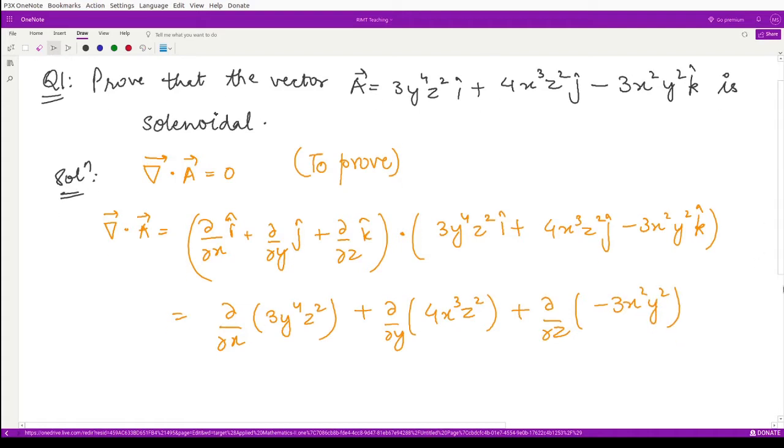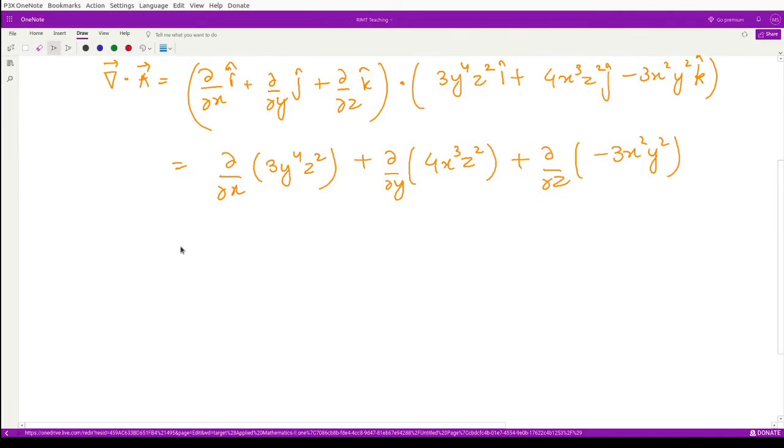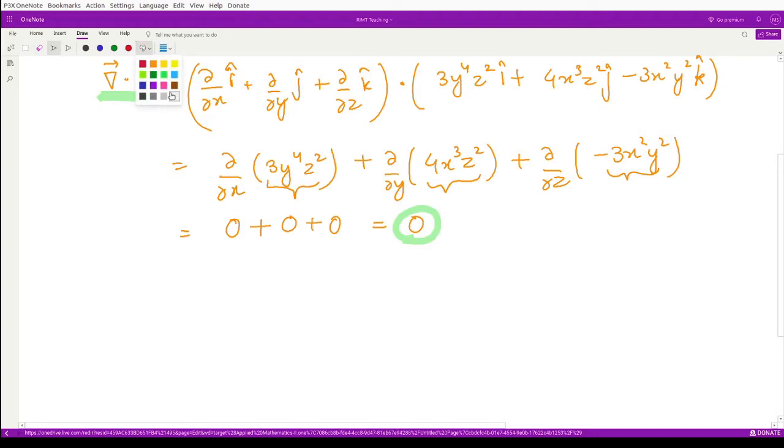So the next step is to perform this partial differentiation. Look at this term: there is no term containing x, so its partial derivative is 0. Again here, there is no term containing y, so we have 0 here. And in the third case, because there is no term containing z, we have 0. So you obtain the divergence of vector A as 0. That means your given vector is a solenoidal vector.